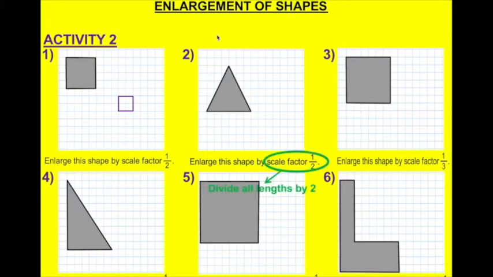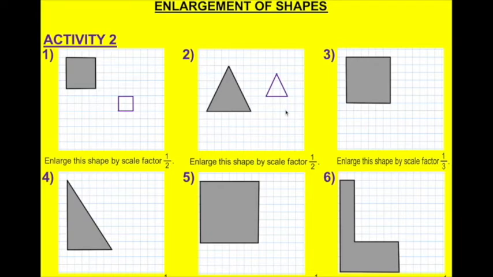Next, number 2. Here the instruction says enlarge the shape by scale factor half. Same thing, so divide all lengths by 2. Here we have 1, 2, 3, 4, 5, 6, so the length is 6 units. So divide by 2, that's equal to 3, of course. 1, 2, 3. Right? Same thing goes with the other sides. So this is the image.